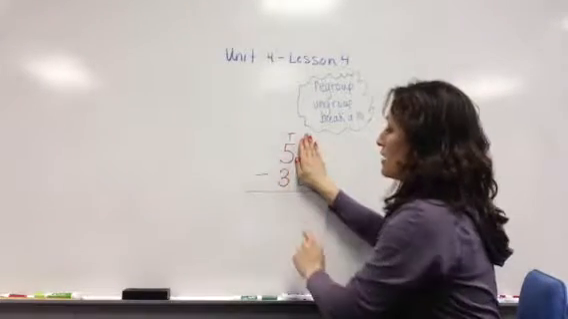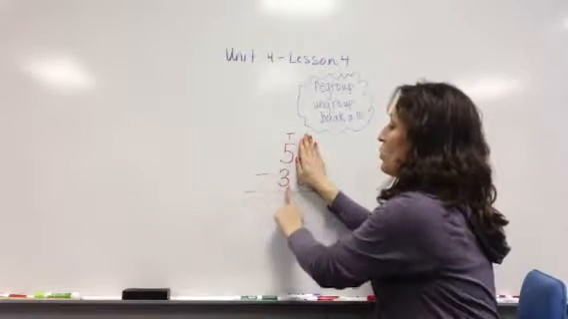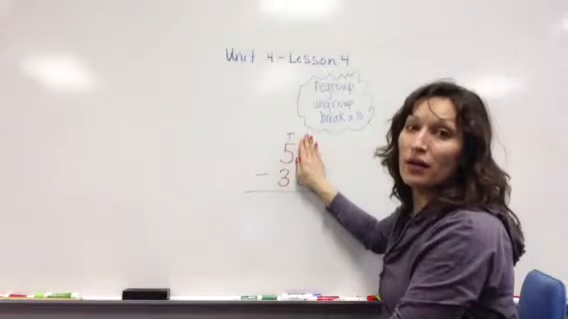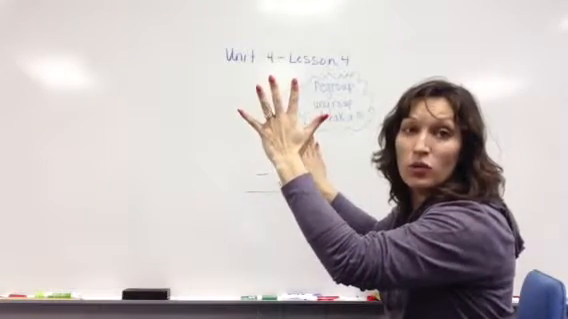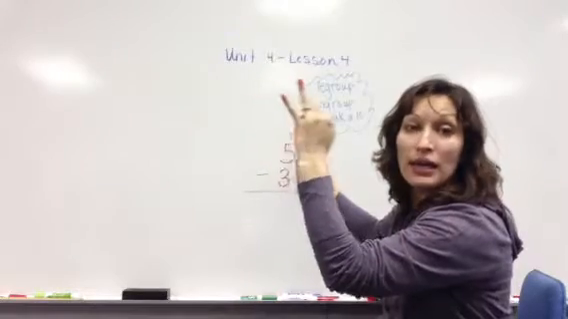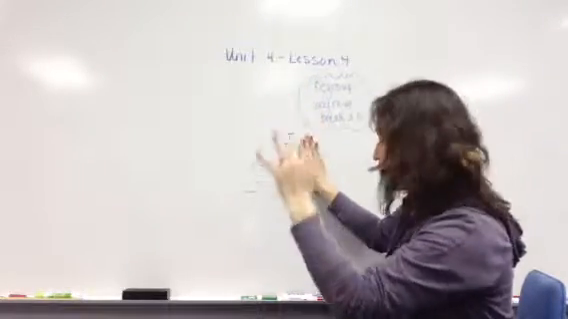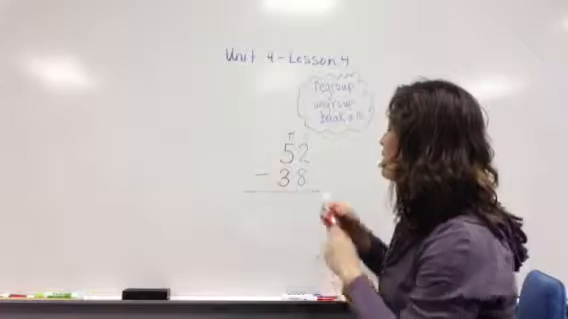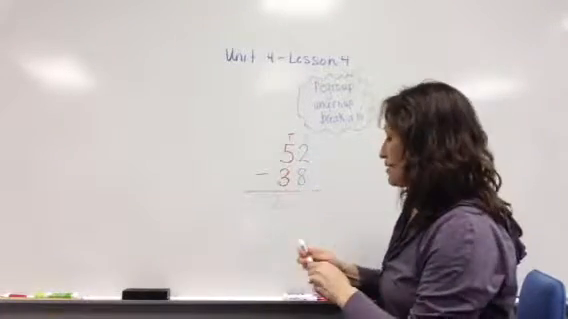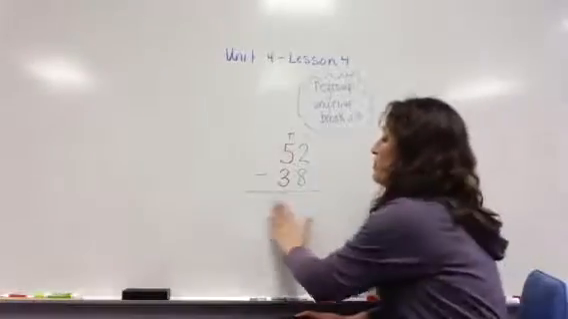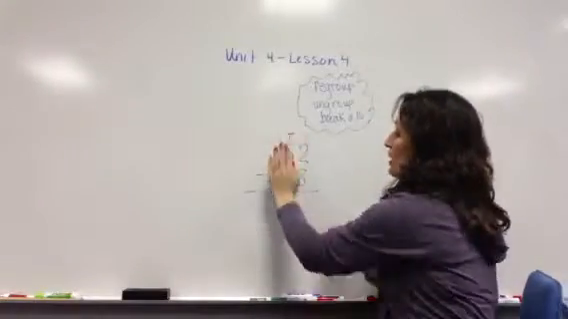If we have 5 tens, can we take 3 tens away? Yeah, it's just like my hand showing 5. Can I take 3 fingers away? 1, 2, 3. Yes, I can, and I have 2 left. So it's very easy to say that 5 tens take away 3 tens leaves 2 tens, right? But let's look at the other spot.